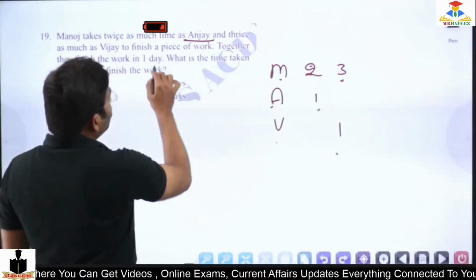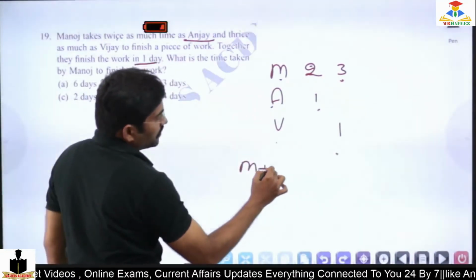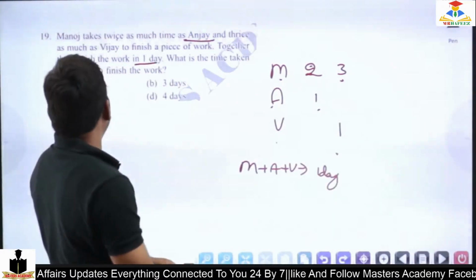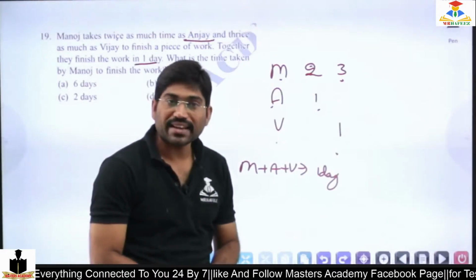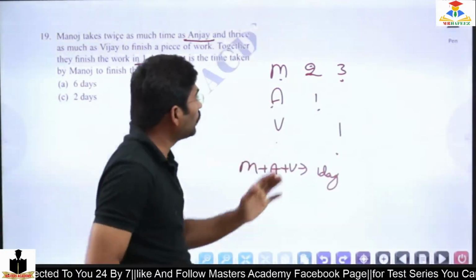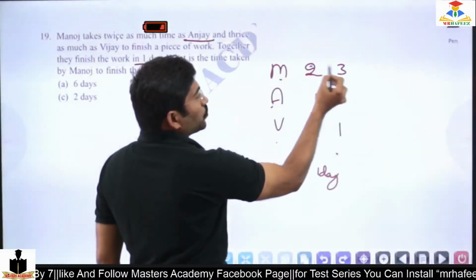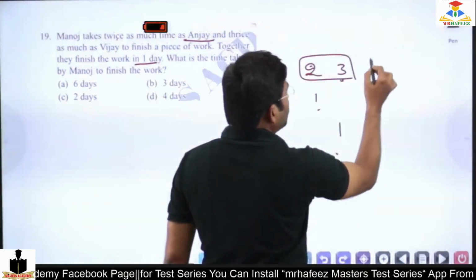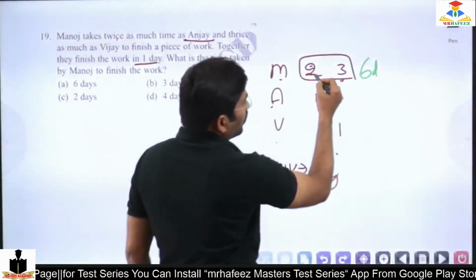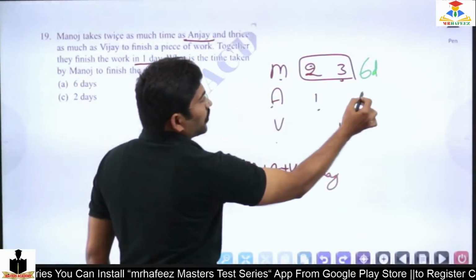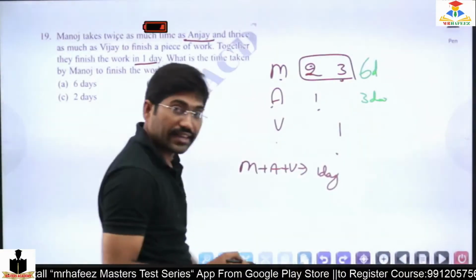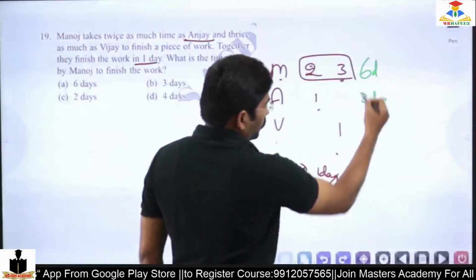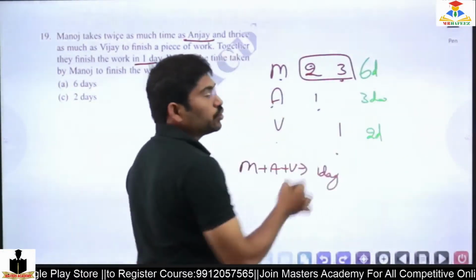So together they finish the work in 1 day. M plus A plus V in 1 day. What is the time taken by Manoj to finish the work? So 3 times 2 is 6. I can consider this can be 6 days. 3 times 1 is 3 days. As it should be twice, so that should be half, and this should be thrice, so it should be 2 days. So 6, 3, 2.